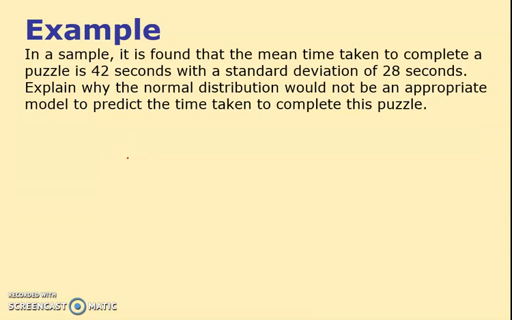In a sample, it is found that the mean time taken to complete a puzzle is 42 seconds. Right, and so let's just write it down. Mu equals 42. I'm using the proper symbol for this. With a standard deviation of 28. Standard deviation, sigma is 28. Explain why the normal distribution would not be appropriate. Well, alright. So, there's another example where they're saying it's not appropriate. Well, let's just use our brain.